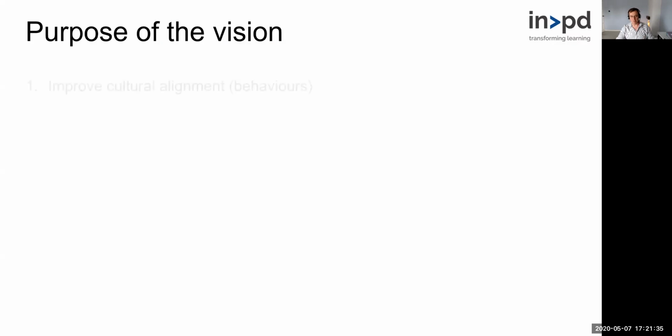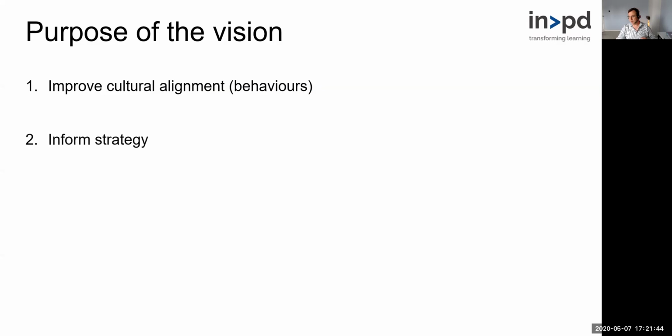So why do we do a vision? Number one, it should improve cultural alignment, behavioral alignment all across the organization. It should be the score upon which you write your strategy. And you could even describe a strategy as that set of plans, policies, actions which specifically take your organization towards the vision.